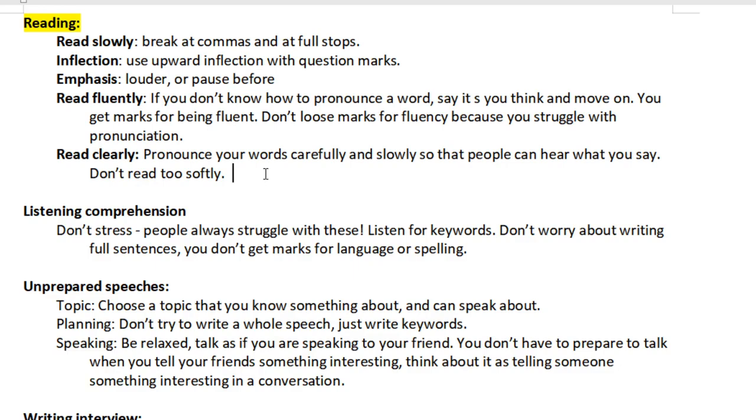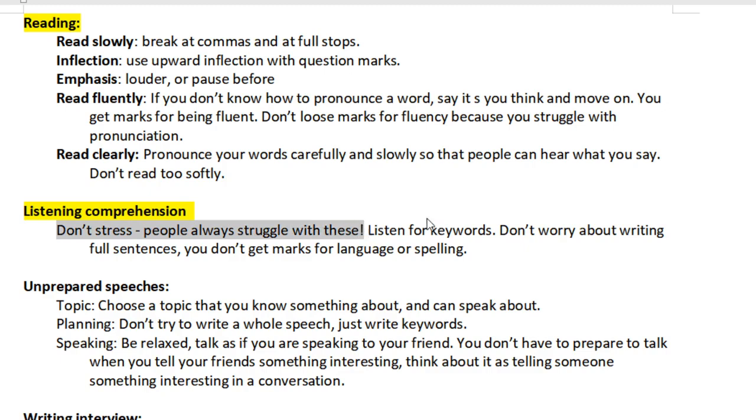Before your unprepared reading, don't think, I don't need to practice, it's unprepared. Grab a book at home, any book, magazine, whatever, open it at a random spot and practice reading. Practice reading with feeling, with emphasis, inflection, all of those things, so that you can get used to reading unpreparedly. Alright, the next thing, let's look at listening comprehensions. Okay, so I said here, don't stress, people struggle.